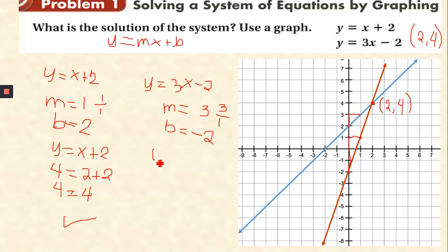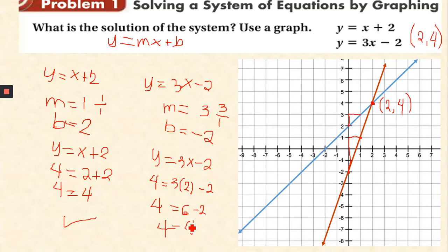How about the second one? y equals 3x minus 2. Do the same thing. You're just going to substitute the values of your x and your y. Your y is 4, equal to 3 times your x, which is 2, minus 2. So you now have 4 equals 3 times 2, that is 6, minus 2. So you now have 4 equals 4.